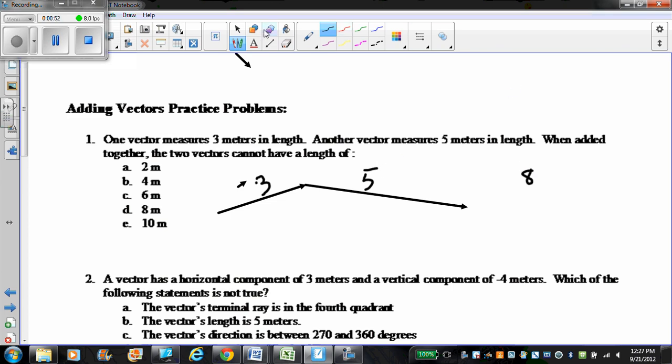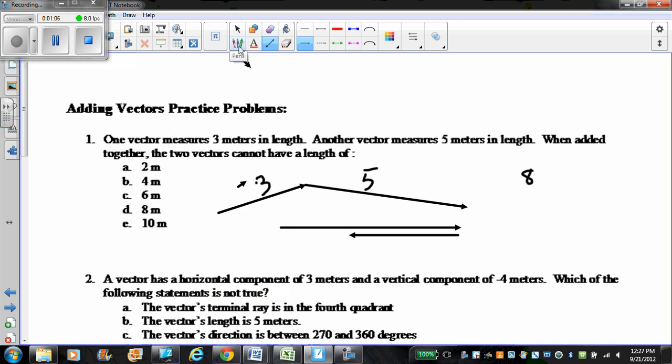Now if I take those same two vectors and I add them in different directions, or if those vectors are going in different directions. So let's say here's my 5 and here's my 3. Now the resulting vector is only 2 units long. So anything between 2 and 8 is a possibility. But there's no way to add these vectors together and get 10 meters.